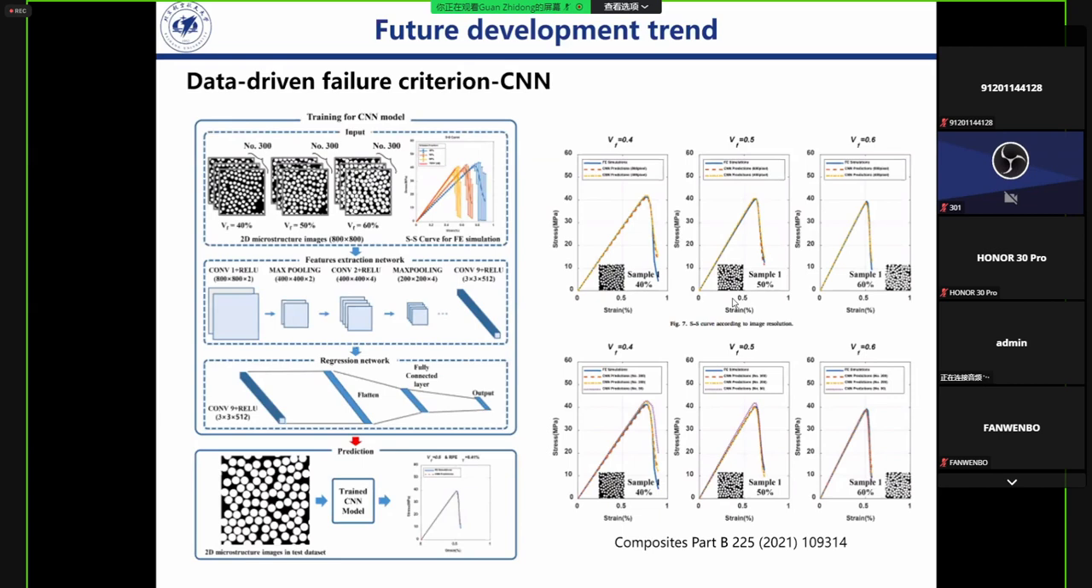CNN is also used to predict the properties of composite unidirectional laminates. RVEs with different fiber volume fractions and different fiber arrangements are generated by a random algorithm. The stress strain curves of RVEs with different fiber arrangements were obtained by micro-scale finite element simulation. Then the prediction model of composite properties is established by training the CNN model. The trained CNN model can predict the stress strain response of the RVE directly from the fiber arrangement.